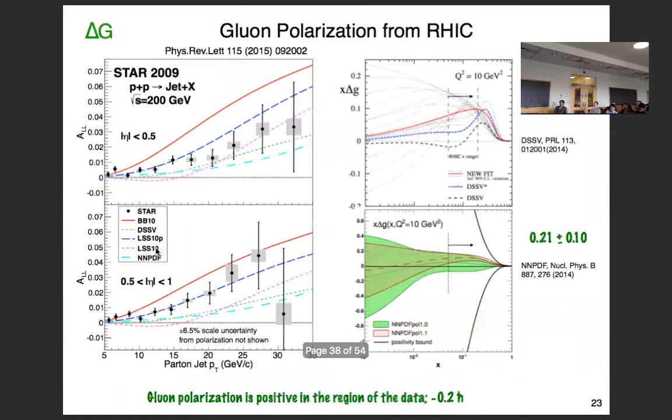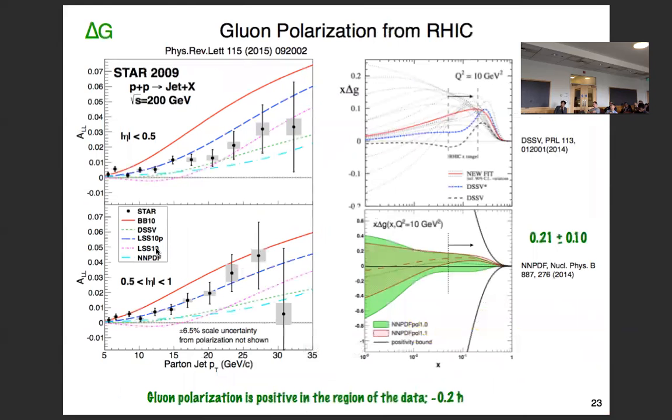Now looking at these asymmetries, ALL, what you see here is actually, I would say, the first impactful data set from RHIC: 2009 data from STAR, inclusive jet measurements in two pseudorapidity ranges that are then analyzed in both this DSSV analysis as well as the NNPDF analysis. So that's an update to the initial NNPDF work I showed. It now incorporates the RHIC data.